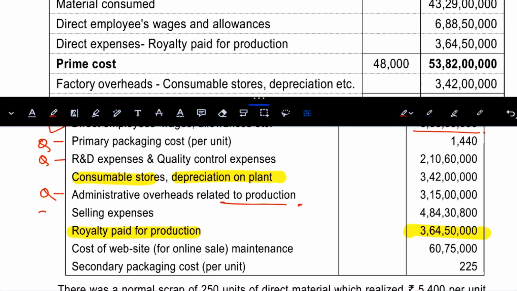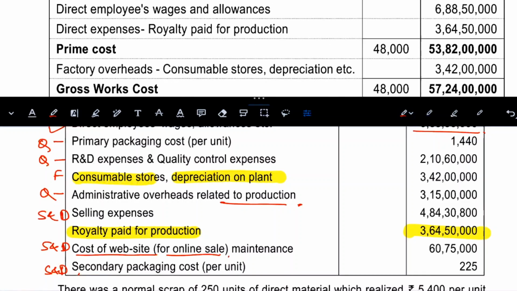Which is the selling expense? Selling and distribution: cost of website for online sale, just to promote online sales. Again, it is selling and distribution, since that website is there for sales purposes. And then there is secondary packing. It is also selling and distribution. Secondary packing, not primary. Not during production, during sale. For distribution you have to pack in cartons and all, that is secondary packing. So there is only one cost which is factory related.